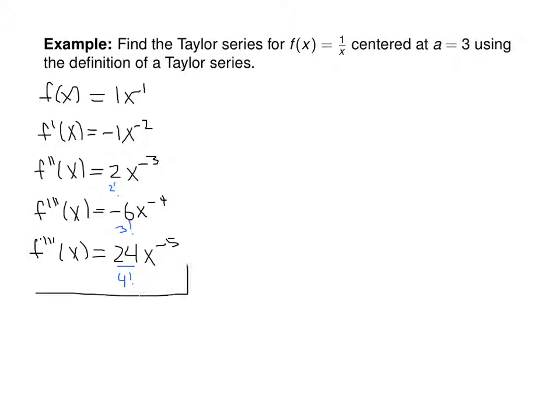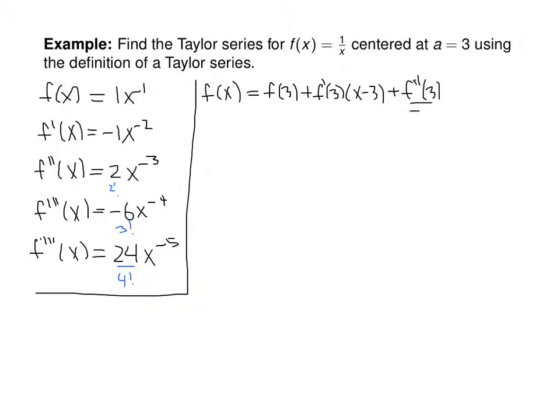Alright, so now the Taylor series for f of x is going to be given by f of 3 plus f prime of 3 times (x minus 3) plus the second derivative at 3 over 2 factorial times (x minus 3) squared, etc. More terms, we'll add those on as we go on, dot dot dot. So f of 3 will be 1/3. F prime of 3 will be negative 1 over 3 squared times (x minus 3).